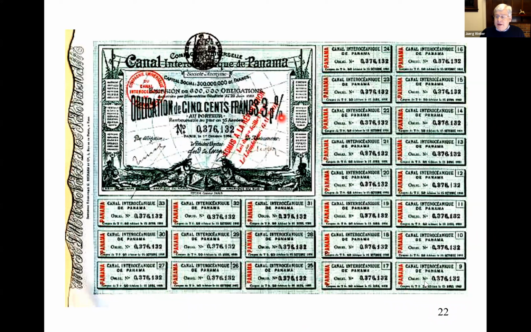Now, the coupon may not have been handed in directly. Maybe the holder of the bond gave the coupon first to a bank, and then the bank passed it on to the Panama Canal Company. This made it easier for the holder of the bond. Now, the question is, why are those coupons still attached to this bond? Why have they not been used? Why have they not been handed in?